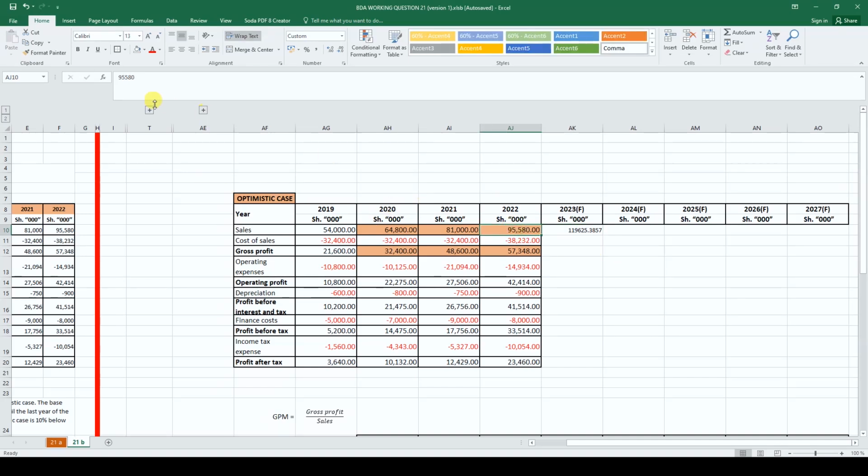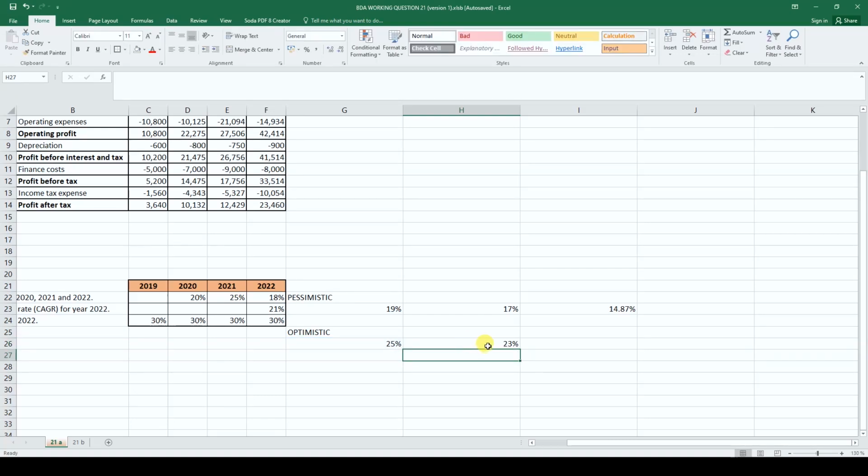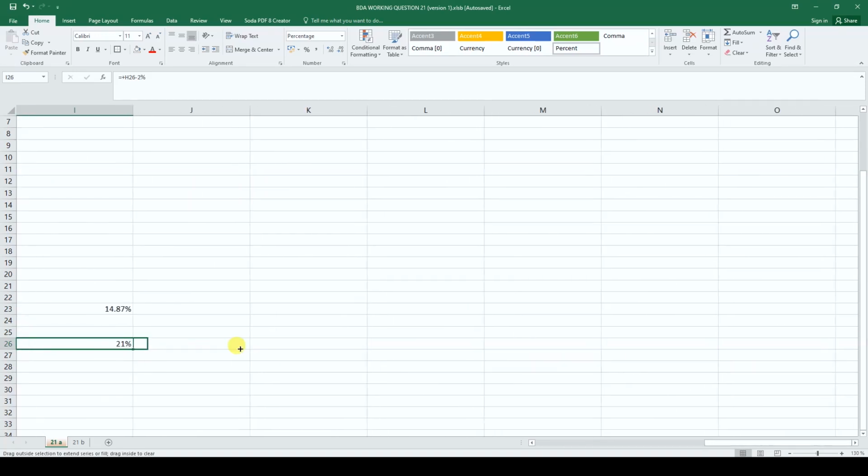So for font, keep the font the same. Once you have 119, it's expected to reduce by what percentage? By 2%. So plus this one minus 2%, 23%. Then plus this one minus 2%, that 21%, and so on and so forth. As you move along, move along up to there.